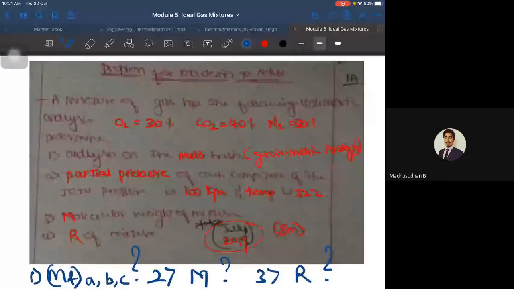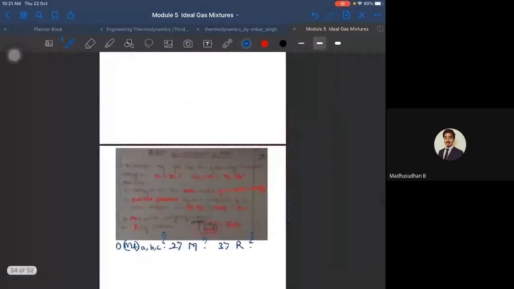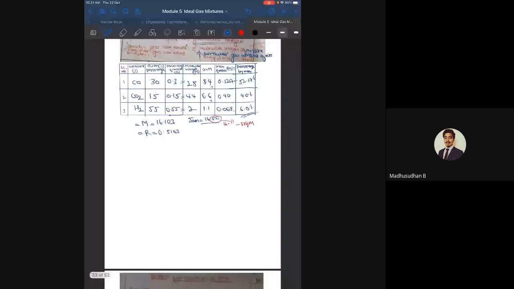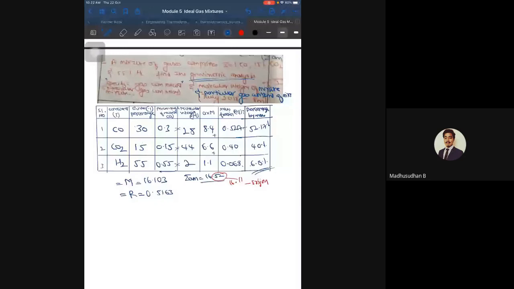Sir, that mole fraction, how to find, I don't know, sir. I think everyone has copied the question. How many constituents? 3 constituents, right? I can copy the same thing.